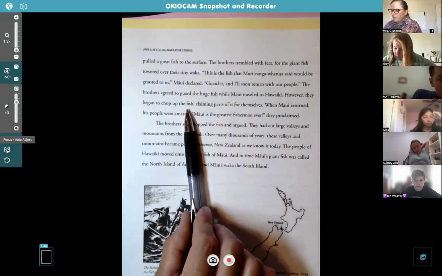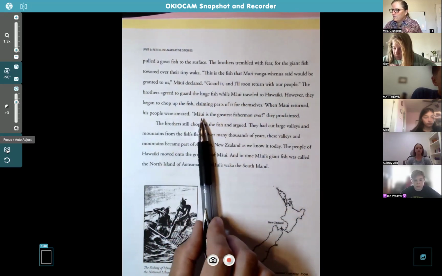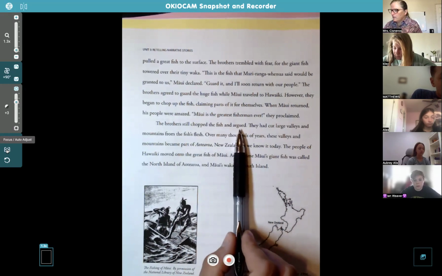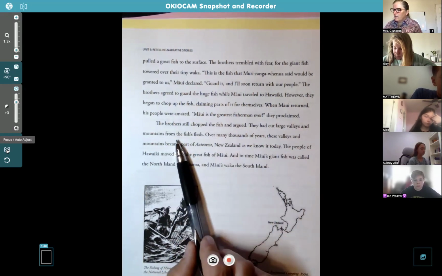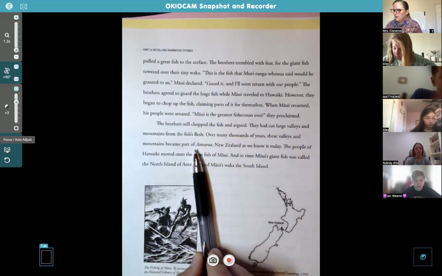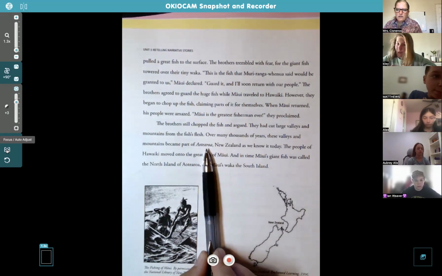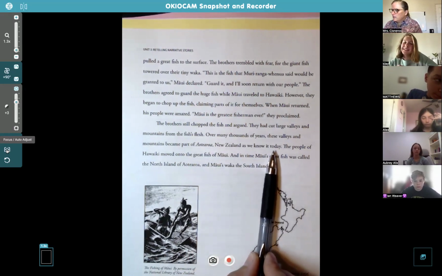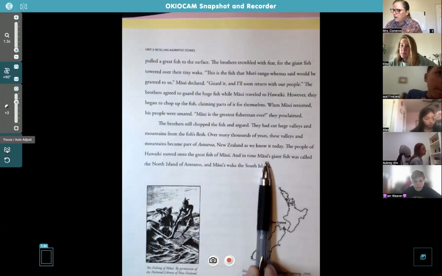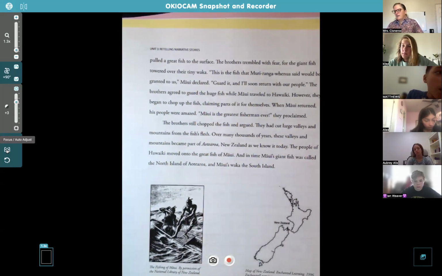However, they began to chop up the fish, claiming parts of it for themselves. When Maui returned, his people were amazed. Maui is the greatest fisherman ever, they proclaimed. The brothers still chopped the fish and argued. They had cut very large valleys and mountains from the fish's flesh. Over many thousands of years, these valleys and mountains became part of Aotearoa, New Zealand, as we know it today. The people of Hawaii moved onto the great fish of Maui, and in time, Maui's giant fish was called the North Island of Aotearoa, and Maui's waka, the South Island.